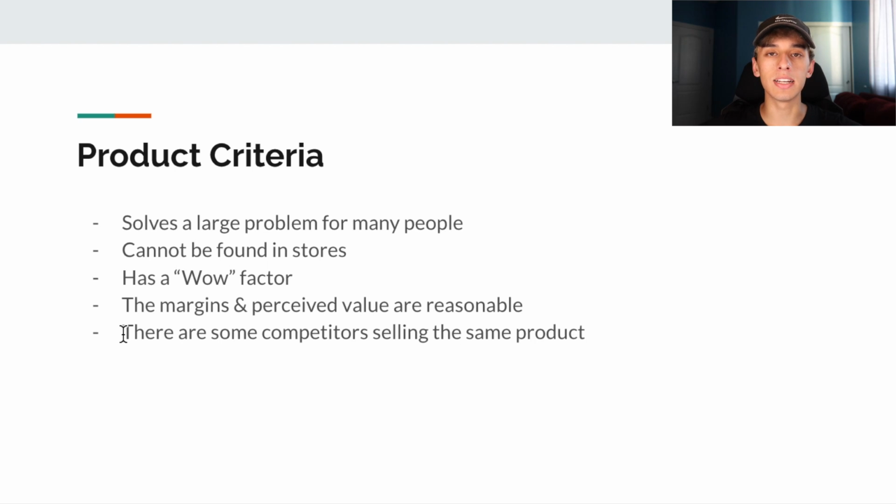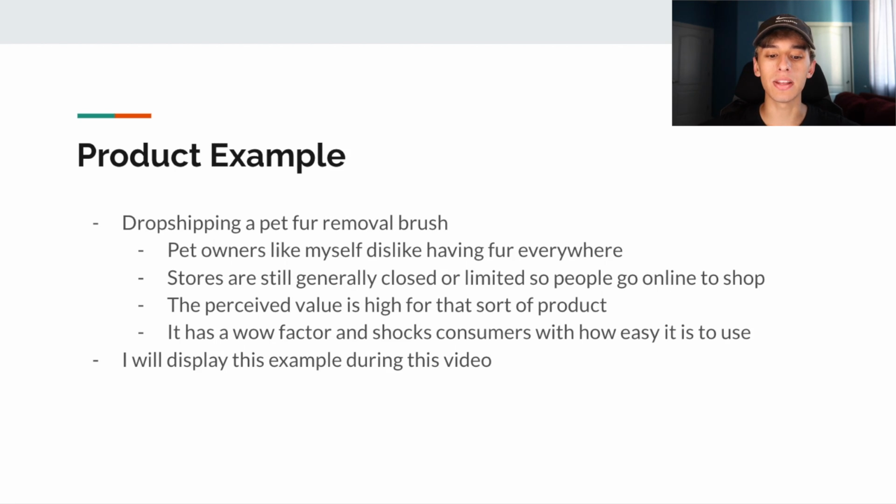And then you also want to find other competitors selling the same product. That will basically give you the proof of concept that shows you that the product is actually selling well. An example of this would be selling a pet fur removal brush. Pet owners like myself, I dislike having fur anywhere. So if it's on my shirt, in my car, I don't like having fur on myself or on anything around me. It just isn't a pleasant sight.